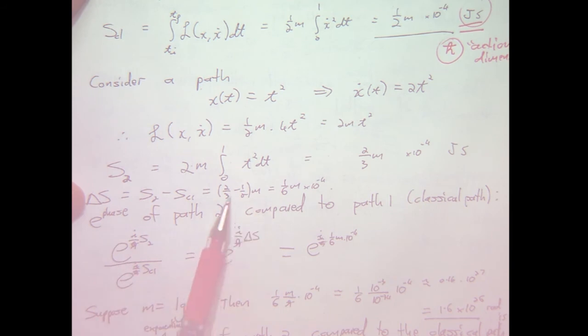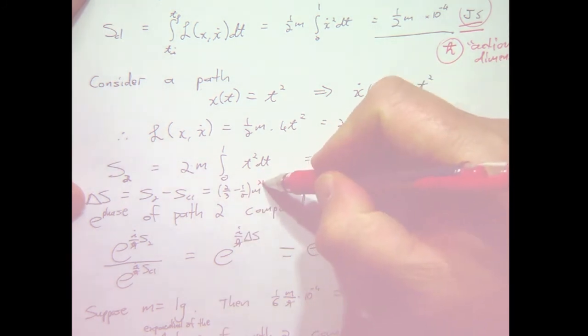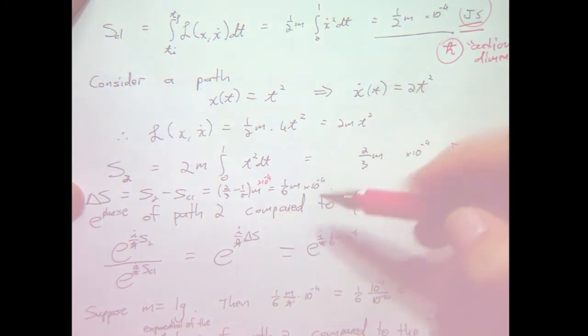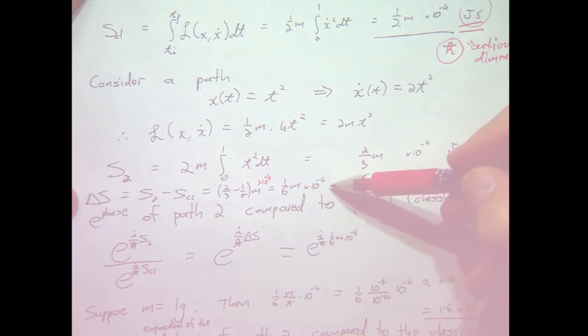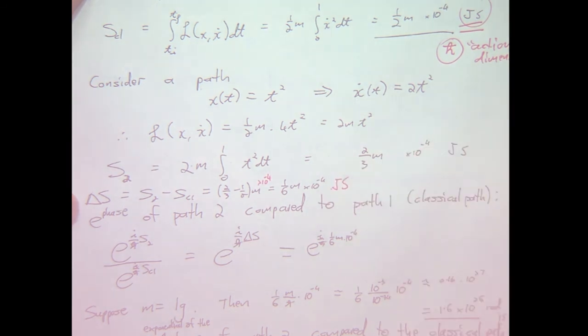Now find the difference between the actions. It's 3/2 - 1/2 m, which is a half, times 10^-4. This is a 1/6 m times 10^-4 joule seconds. That's the difference in action.